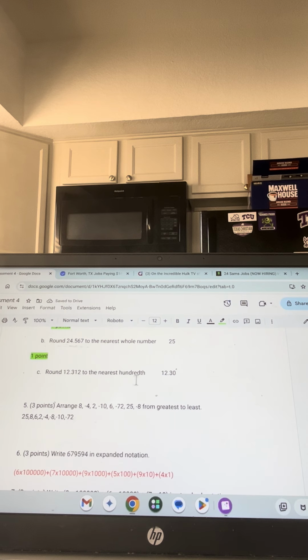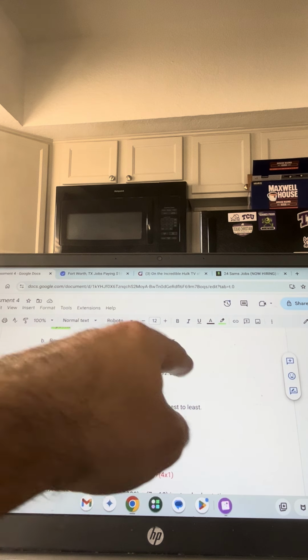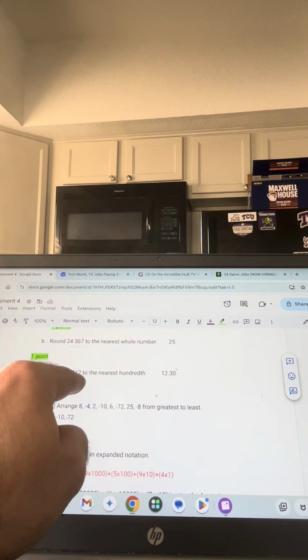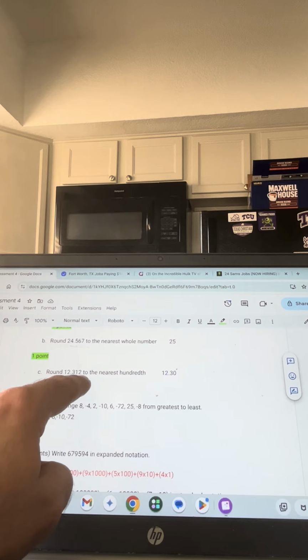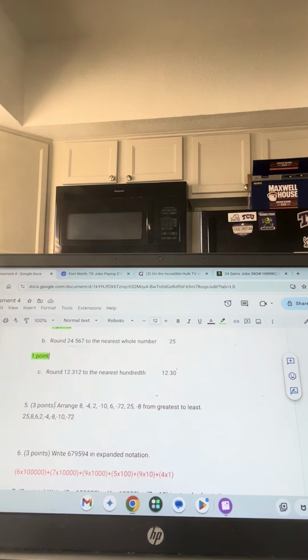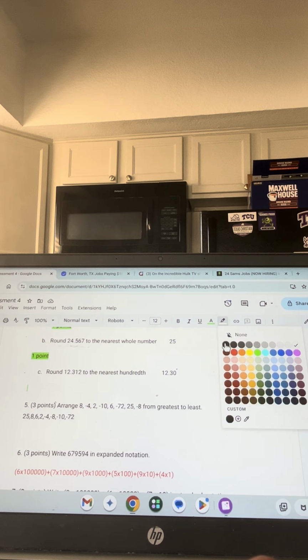Round 12.312 to the nearest hundredth. Okay, this is actually not correct, because you don't ever round down. So here's the digit I'm trying to round, which is the hundredths digit, which is a 1. And to the right of it is a 2, which is 4 or below. So that means this hundredth digit stays the same and everything before it stays the same. This would just be 12.31. That's the correct answer. So you did not get this one correct.